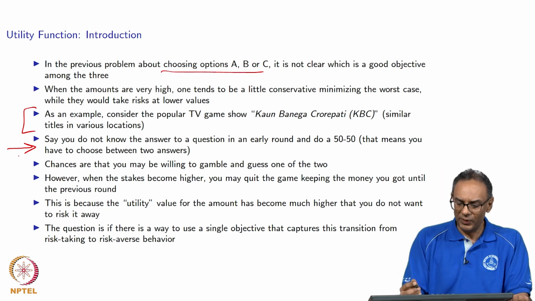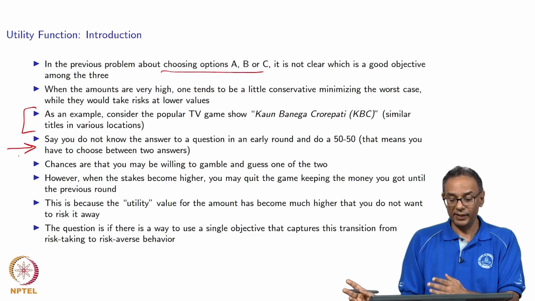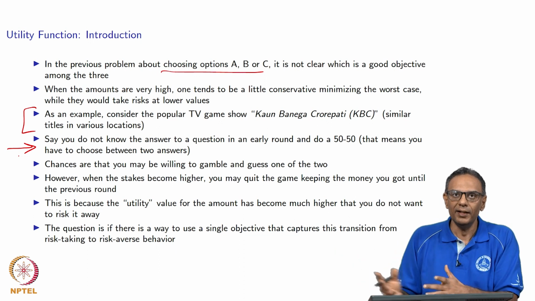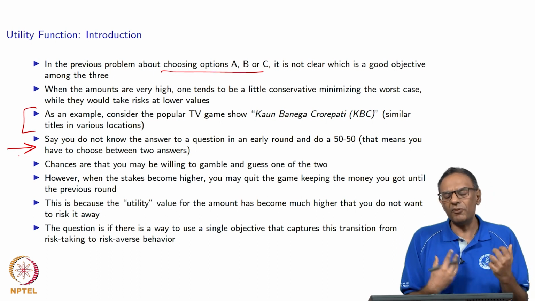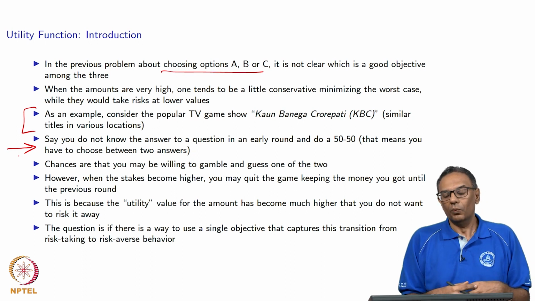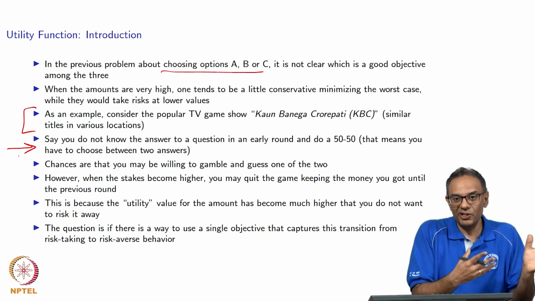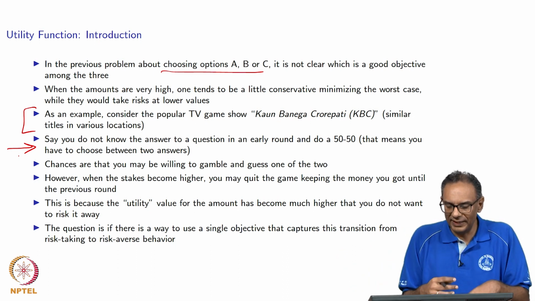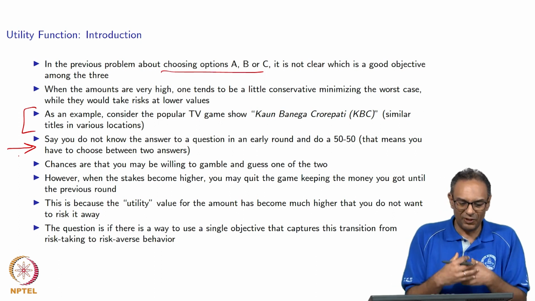I do want to say that we want to reflect this in what's called a utility function. Larger amounts of money are more useful to us than smaller amounts of money. Therefore, you don't want to risk away larger amounts. So when the amounts are larger, we tend to be a little bit conservative. When the amounts are smaller, we're willing to take risks. So in some sense, in the previous case, we are changing our objective from being risk neutral, maximizing the expected value, towards maximizing the worst case situation. So you're kind of changing that objective. Is there a way to capture that?